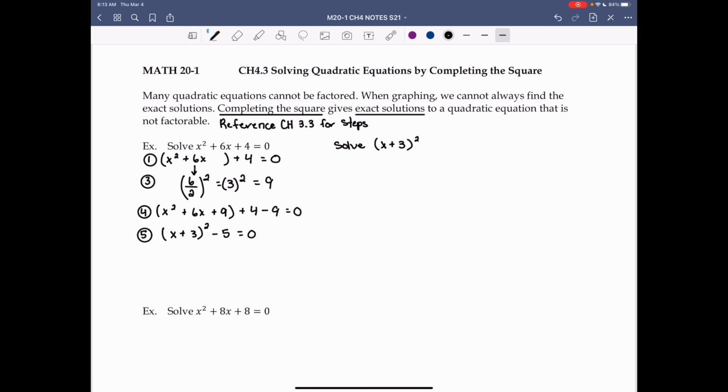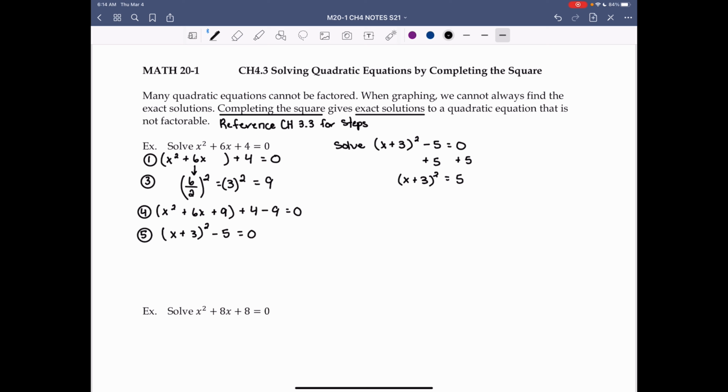Solve x plus 3 all squared minus 5 equals 0. We want to isolate x. We'd start by moving over the 5, adding 5 to both sides. We get 5 on the right and x plus 3 all squared on the left.